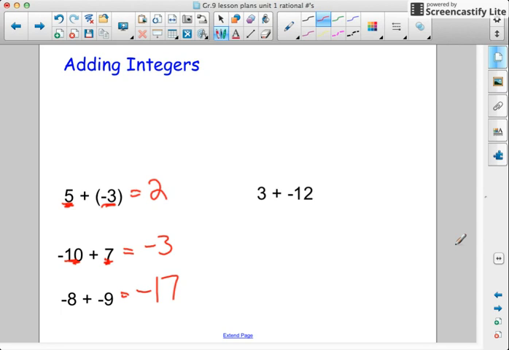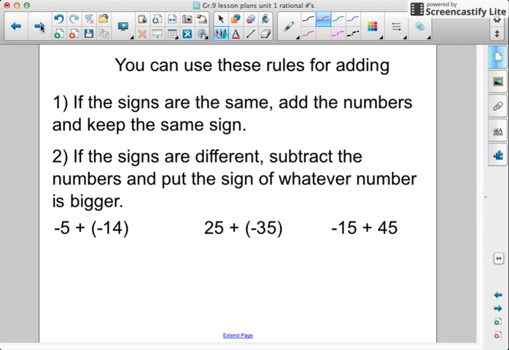And our last example on this page, if you have $3 and you end up getting a debt of $12, so you owe someone $12, in the end, you're going to end up with a debt of $9. So you're kind of canceling out the positives and negatives when you're doing integer addition and seeing what you're left with. Now, there is another way of doing it when you're not just trying to think about through these questions. You can use these rules if you prefer. So they would be, if the signs are the same, you can add the numbers and keep the same sign.